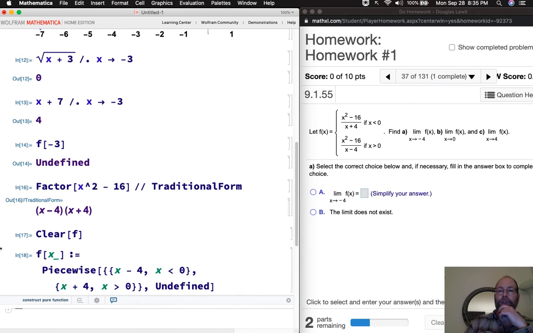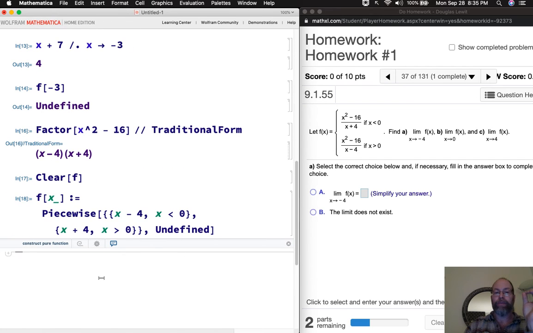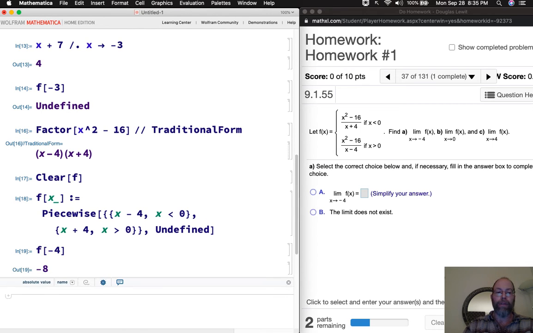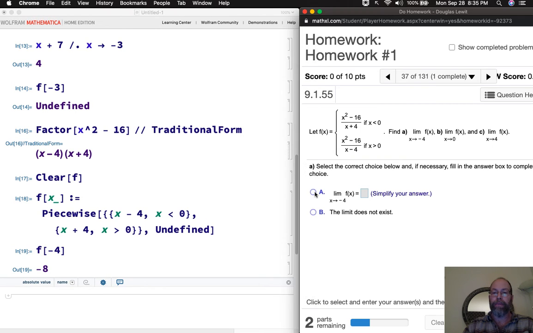Okay? So we're interested in the limit as x goes to negative 4, 0, and 4. When x goes to negative 4, that's really simple. We know that the function is defined at x equal to negative 4. F of negative 4 is simply equal to negative 8.